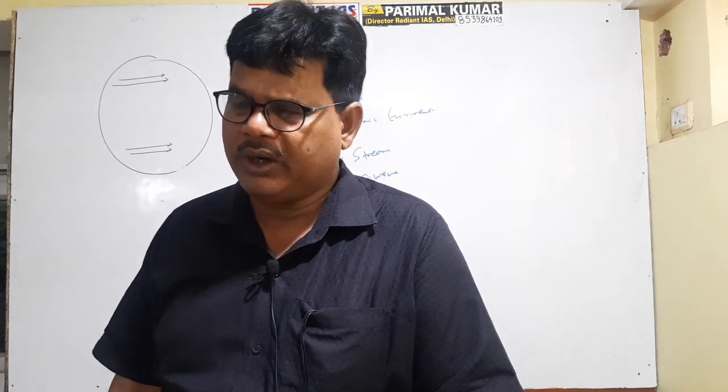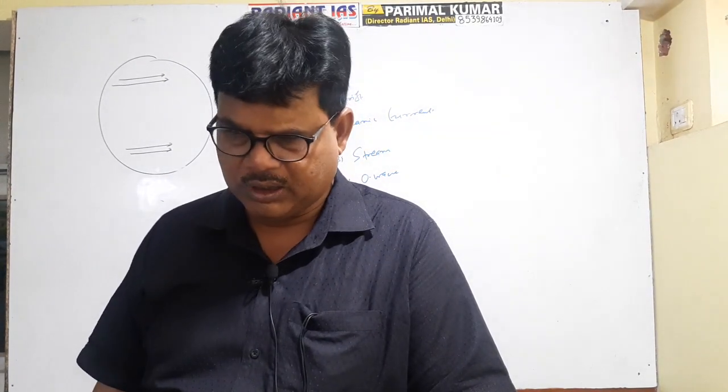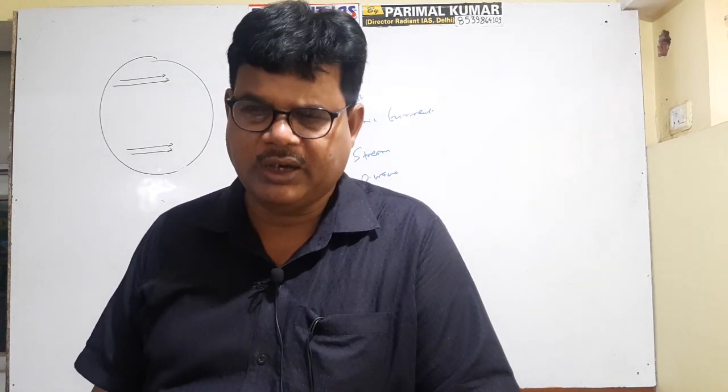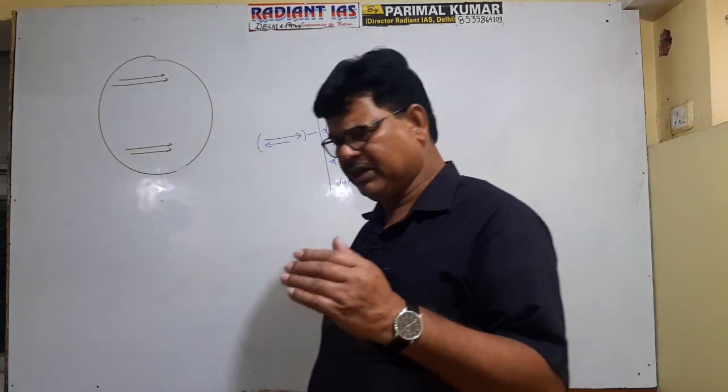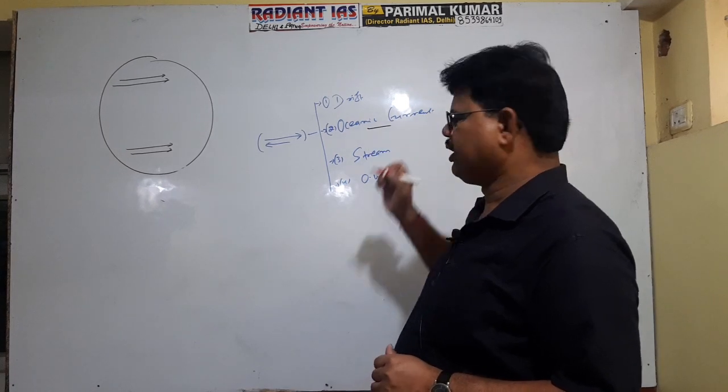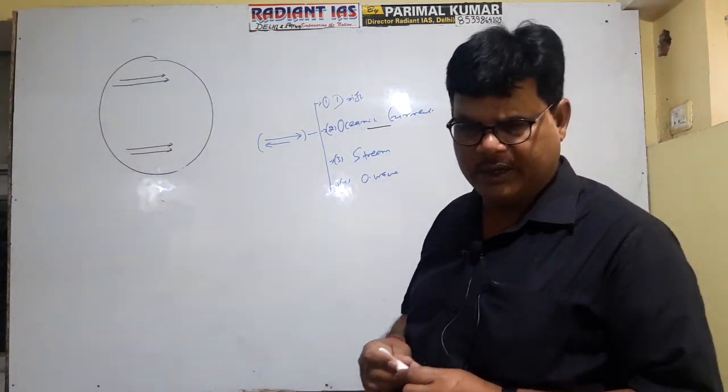So in totality, we have 5 west wind drifts on the surface: 2 in the Atlantic Ocean, 2 in the Pacific Ocean, and 1 in the Indian Ocean. So that is what drift is. The second horizontal dynamism is the oceanic current. Very important.